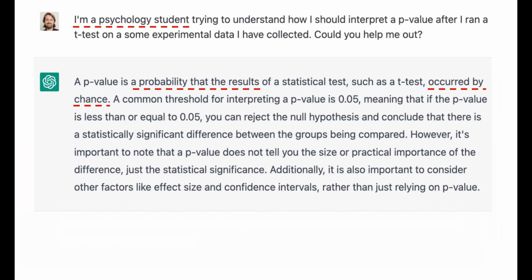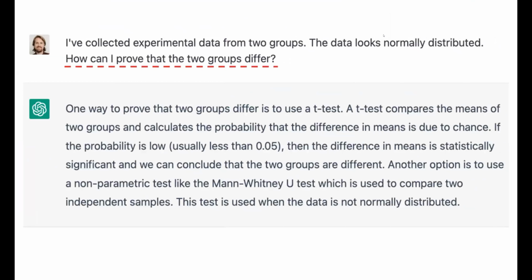So it's very hard. Also, ChatGPT is happily going to recommend p-values and t-tests if I ask it how I can prove things. So here I'm asking, I've done an experiment. How can I prove that the two groups differ? And it's happily going to tell me, yes, use a t-test and use a p-value. This is not logically possible to prove, but still, use a t-test. So ChatGPT is an amazing language model. It has learned everything about p-values, all the right things, and also all the nonsense.